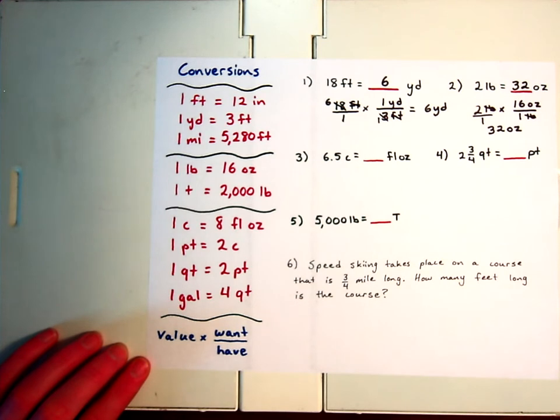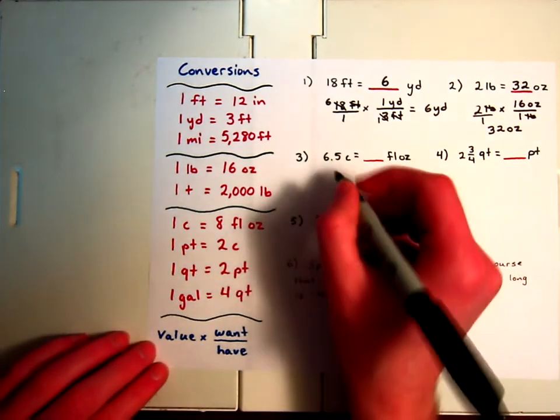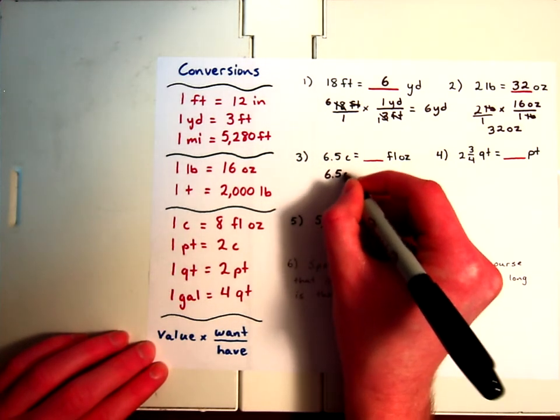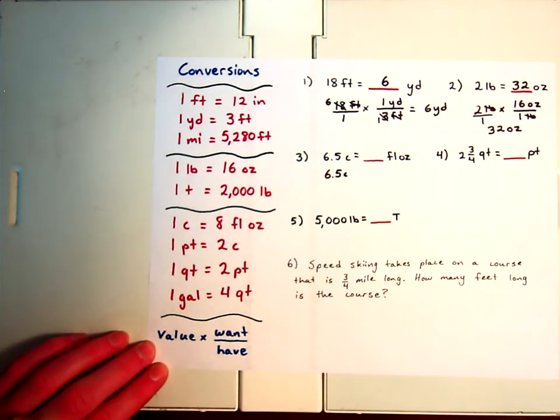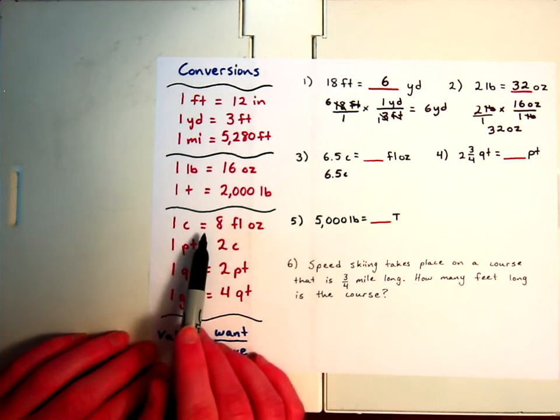For number 3, this one starts to get a little more difficult because it's working with a decimal. But if we know how to multiply decimals, it should not be a problem. So let's start. We have 6.5 cups. So what I have is 6.5 cups. Okay. I look and I need to find cups and fluid ounces. That conversion is right here. 1 cup equals 8 fluid ounces.